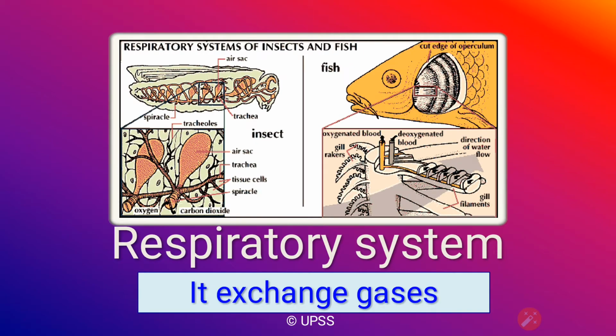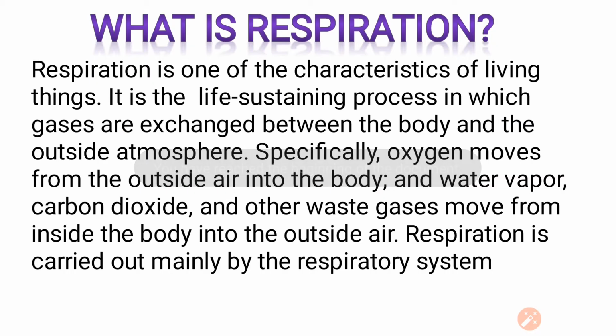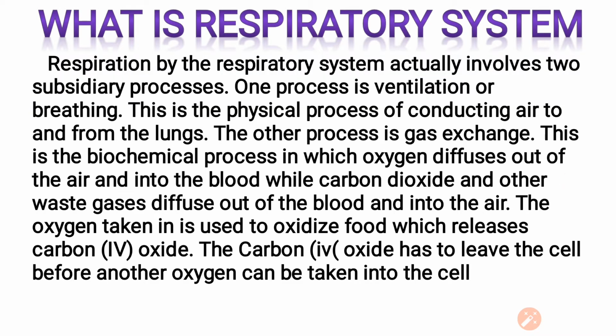Now, the respiratory system, of course, is specific organs and structures used for gas exchange, which of course is respiration, in both plants and animals. The respiratory system actually involves two subsidiary processes. The first process is ventilation, which is breathing, which I've talked about.